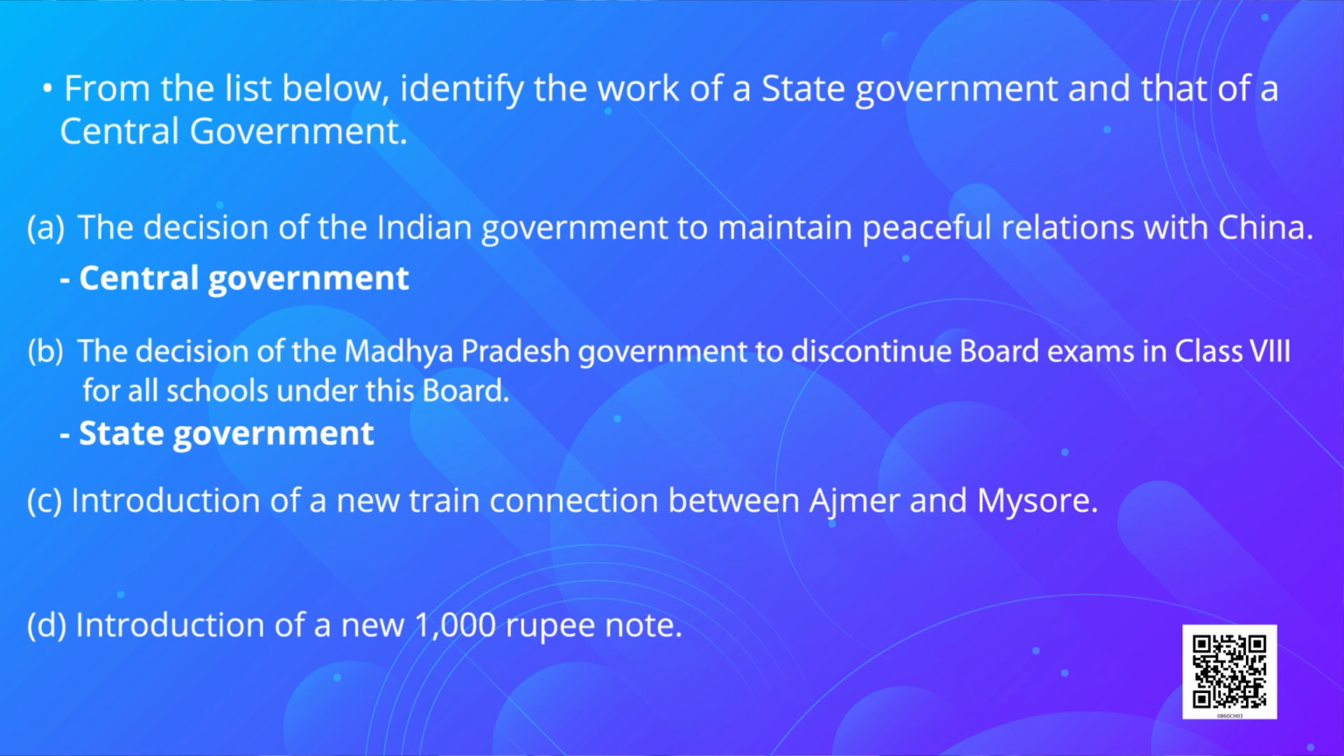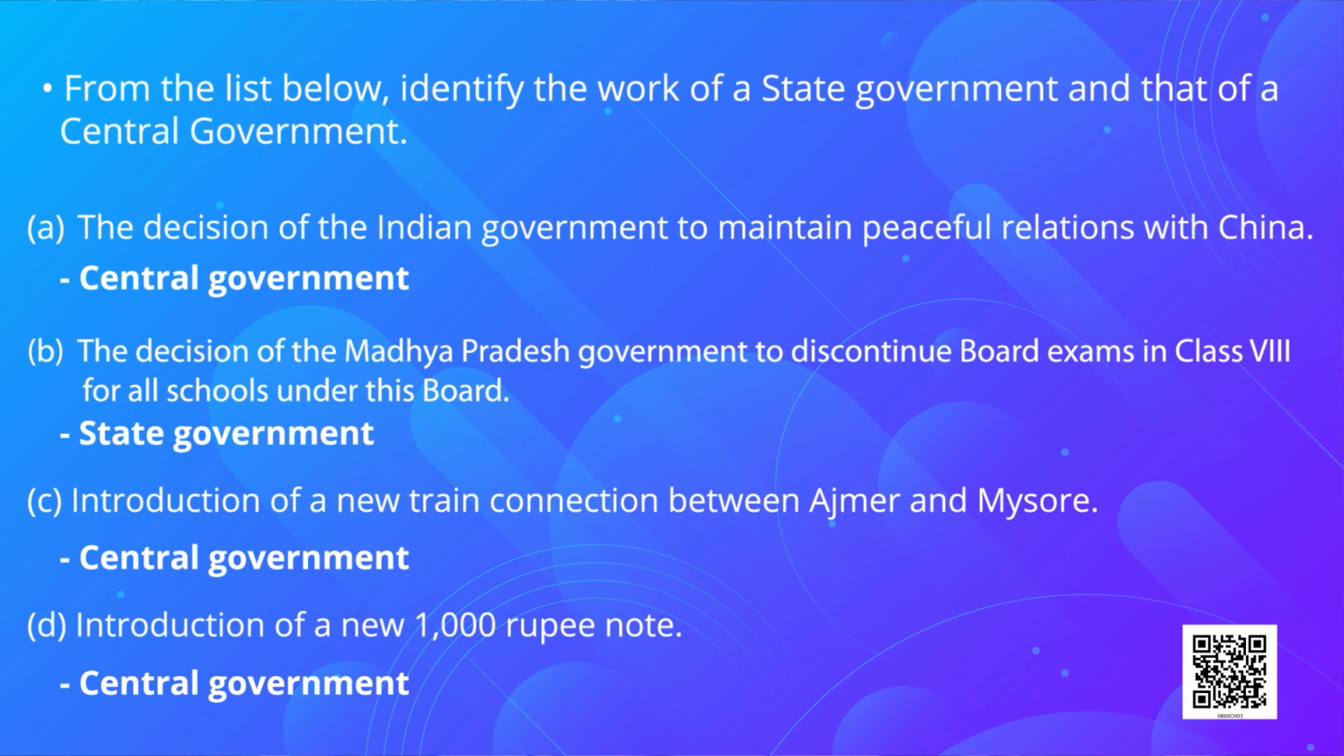C. Introduction of a new train connection between Ajmer and Mysore. Students, this is the issue of the nation, hence the central government initiates it. D. Introduction of a new 1000 rupee note. This also belongs to the whole nation. This is the job of the central government.